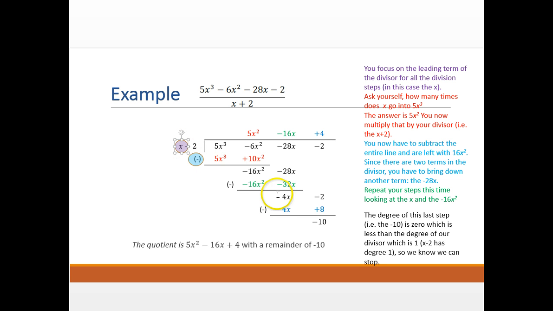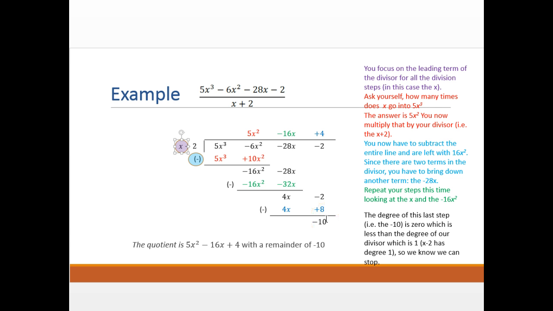How many times does x go into 4x? Goes in 4 times. 4 times x is 4x. 4 times 2 is plus 8. Again, we subtract. Again, this is all an algorithm, the same set of steps over and over again. And then we wind up with negative 10.